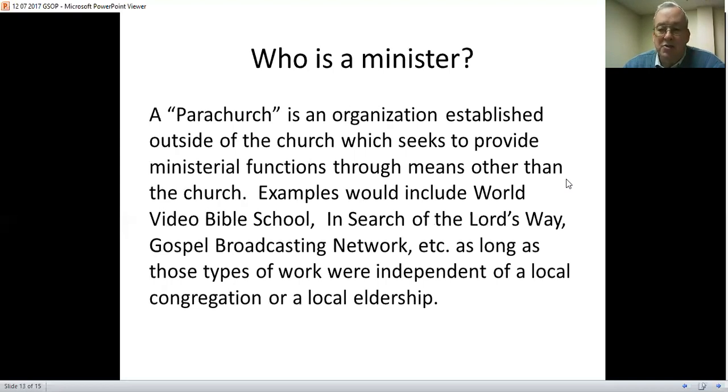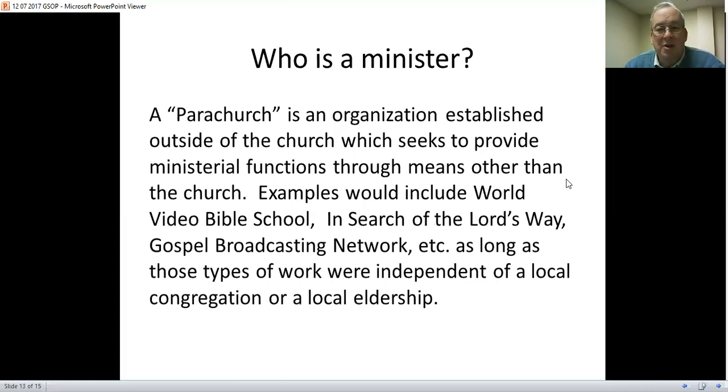Billy Graham Ministries, for example, would qualify here. He's not an established congregation somewhere doing a work. He's traveling throughout the U.S. and the world doing religious work. That is what is deemed to be a parachurch.